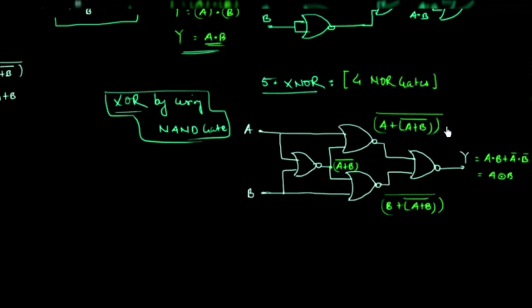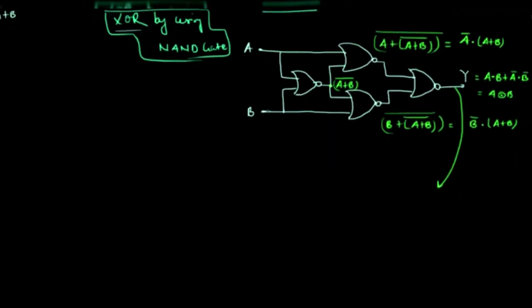Now you have to simplify this. So we'll do this quickly by using De Morgan's law. A complement and A or B, and here we'll have B complement and A or B. You can open this, or you can simply move to find the output of this final NOR gate. So I will find the output of this final NOR gate without simplifying them further.